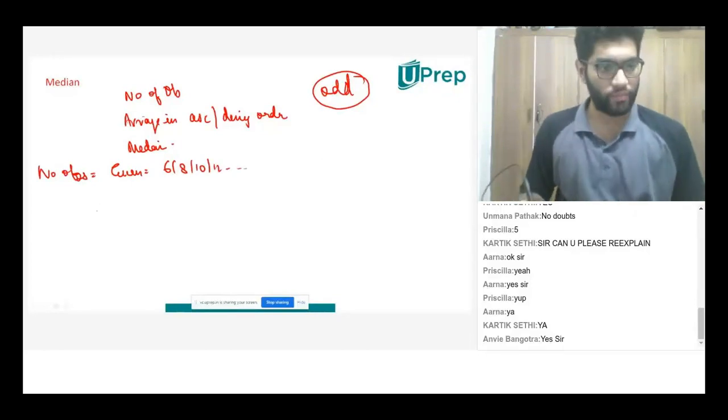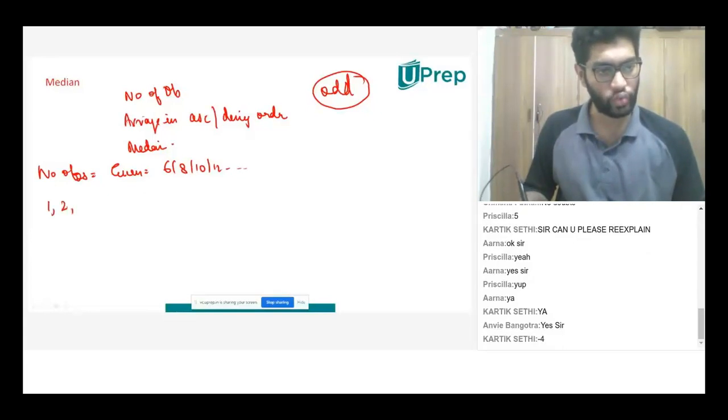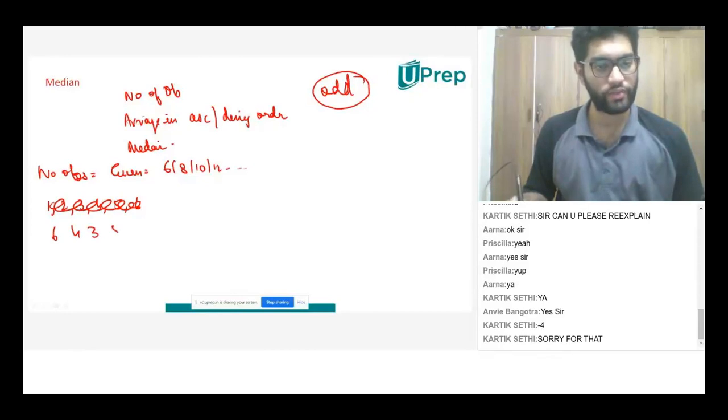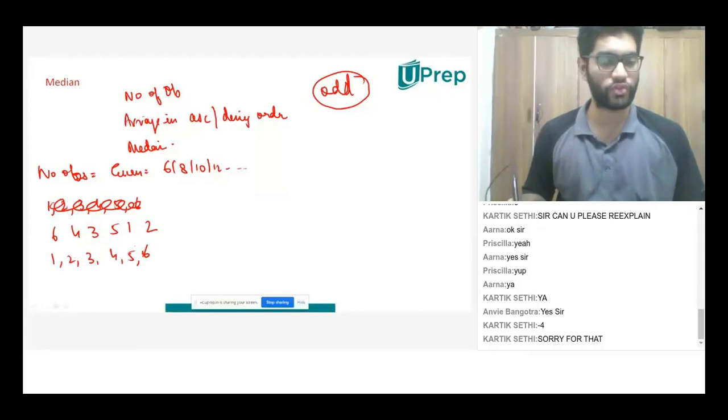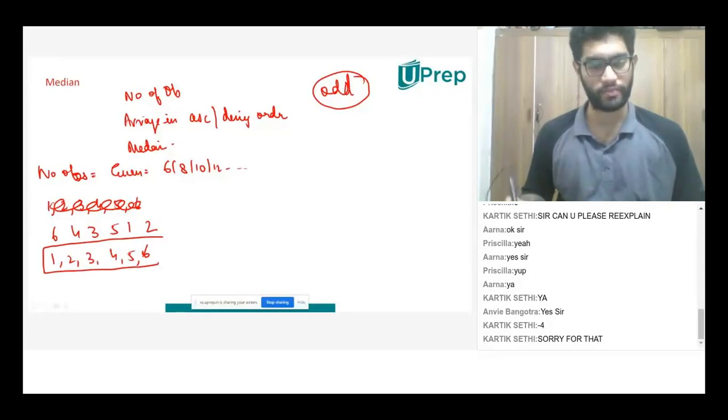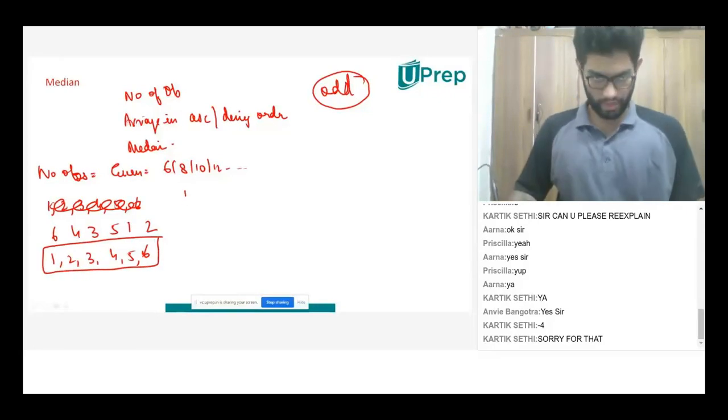Okay. Now, how is that to be found out? Let's take an example. 1, 2, 3, 4, 5, 6 or 6, 4, 3, 5, 1, 2. Okay. What is it that you do? The numbers are not arranged in an ascending or descending order, so you either do that. You say 1, 2, 3, 4, 5, 6 or you do 6, 5, 4, 3, 2, 1. It doesn't matter. Now, what is the median?